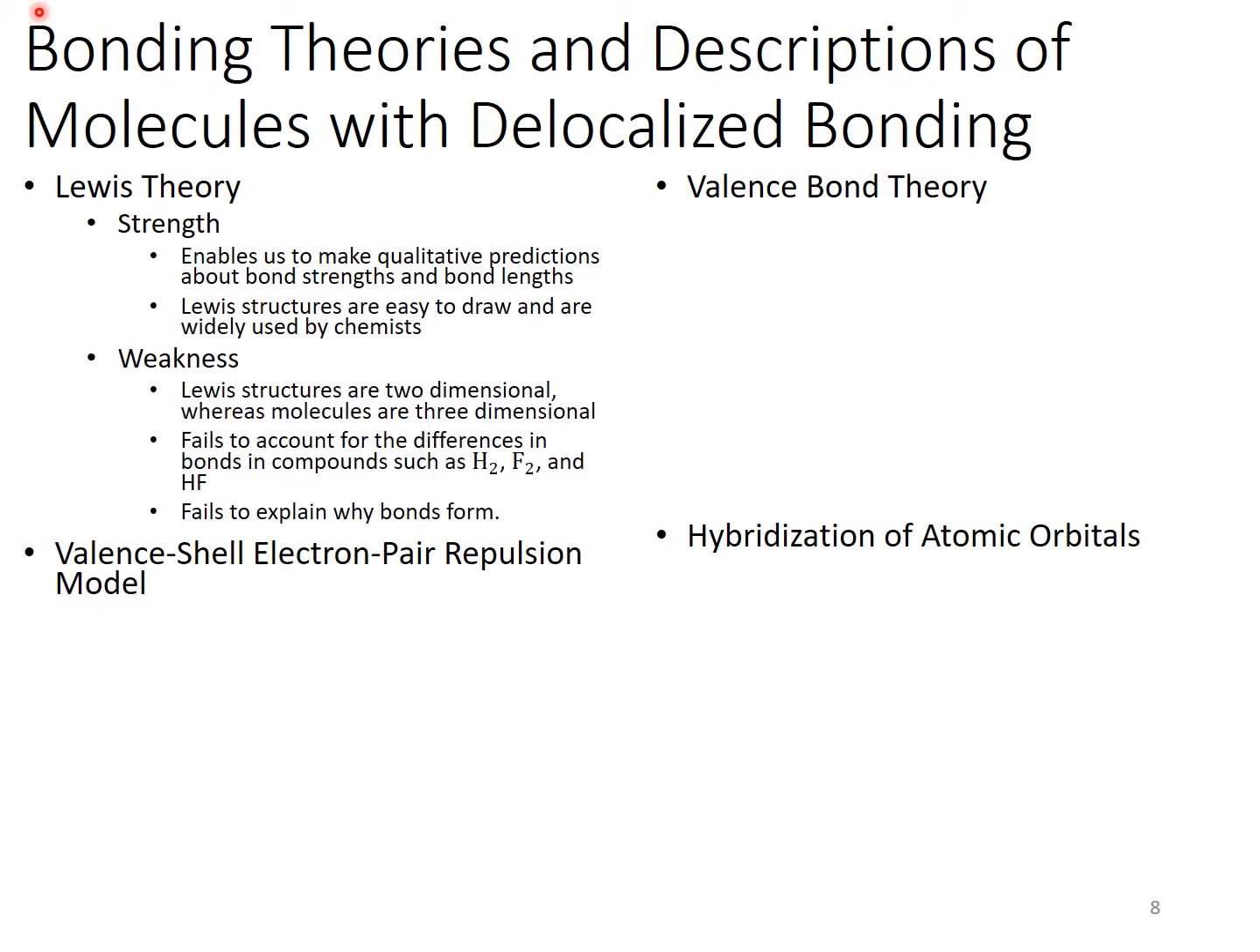Okay, so some weaknesses with this is it's only two-dimensional, where we know that molecules are three-dimensional. So it does not give us an indication of geometry. It also fails to account for differences in bonds in compounds like H2F2 and HF. It just shows a single bond between those different molecules, where it's not really dealing with anything else like polarity or those sorts of features of a molecule. And it really doesn't do anything to describe why bonds are forming.